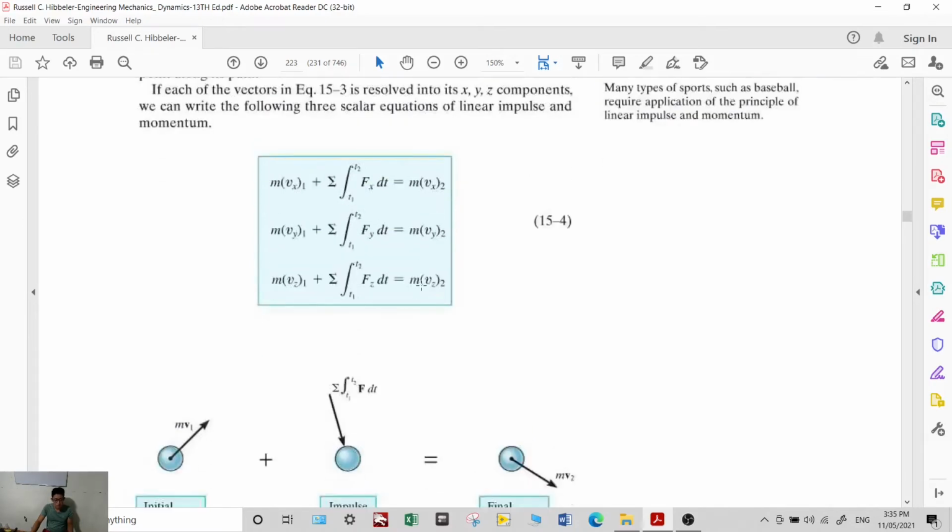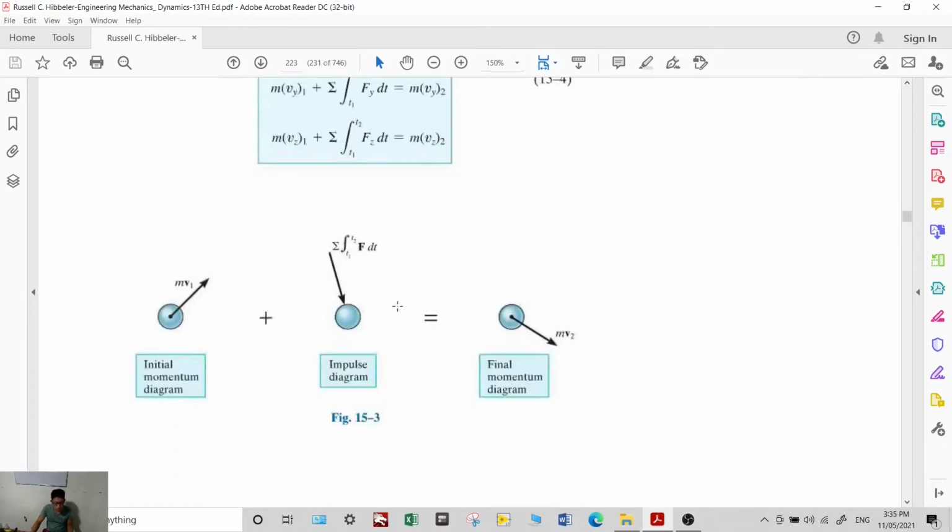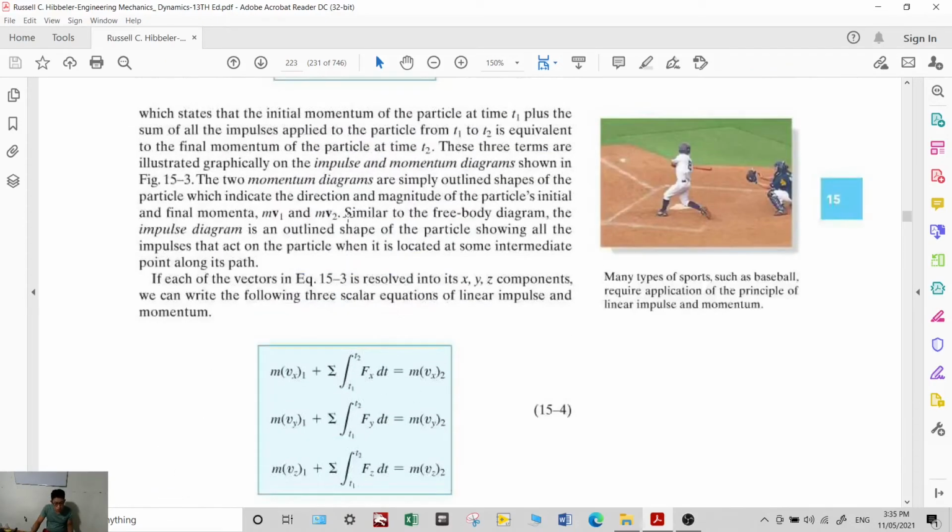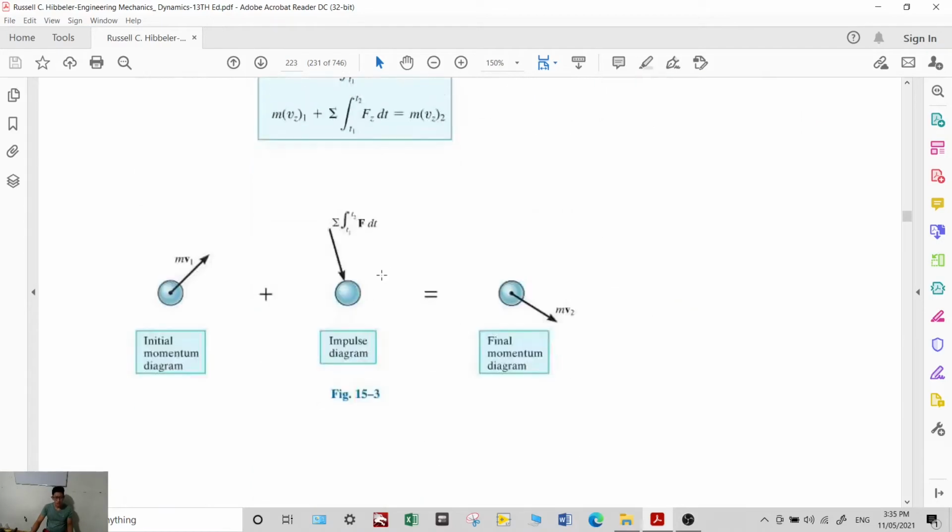Now, it is very helpful to draw the impulse and momentum diagram. So this is the impulse and momentum diagram. It shows the direction of the initial momentum. Okay, here is your velocity, so here is your momentum.